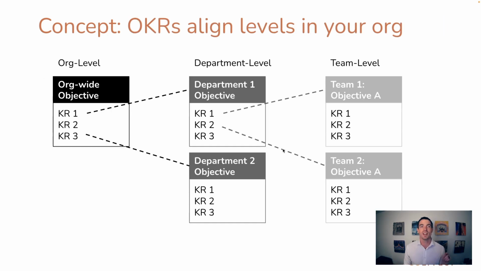So OKRs will align to different levels in your org. Often you'll have organization level objectives and key results. And maybe one of those key results, that's an org-wide key result, becomes the objective for a department. They define key results under that, and maybe one of their key results becomes the objective for a team. So you can see that there's alignment, and often you're setting this organization level objective first, but you're getting feedback from other levels along the way.